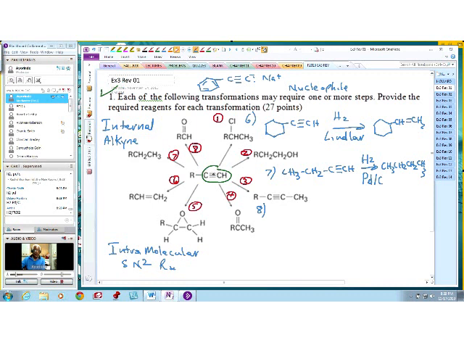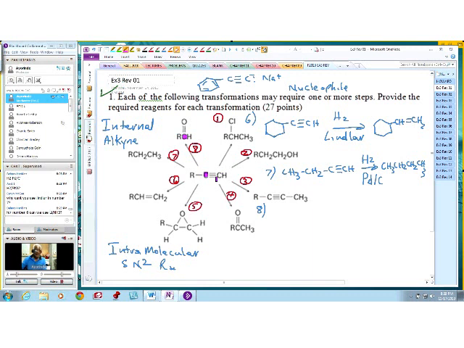For this, they want us to go from the alkyne to this aldehyde here. Notice for this problem, this carbon here is this carbon, because this is an R and this is this R here. So therefore, we are going to lose this carbon.